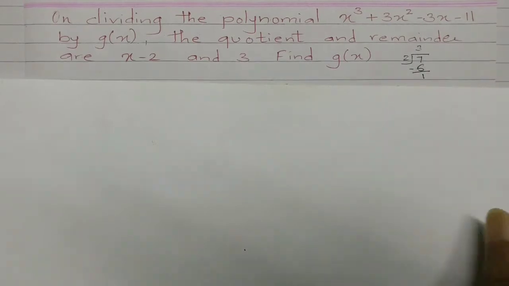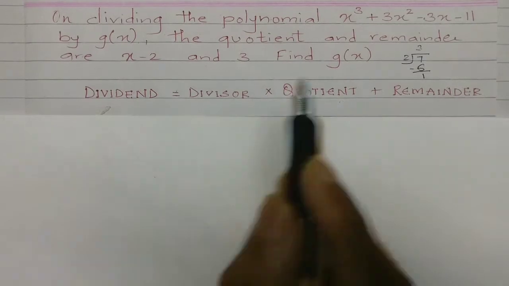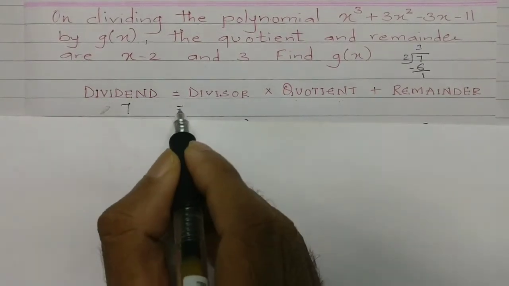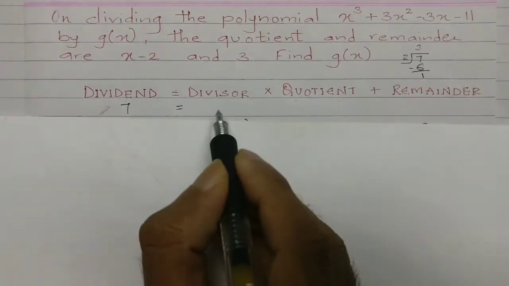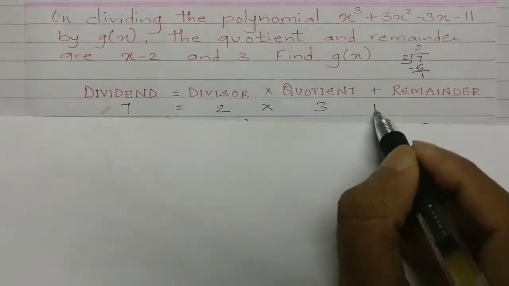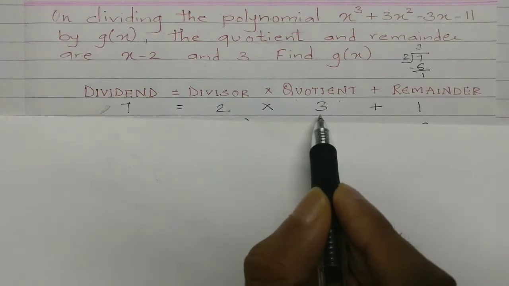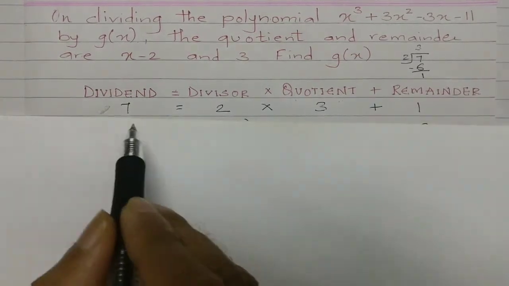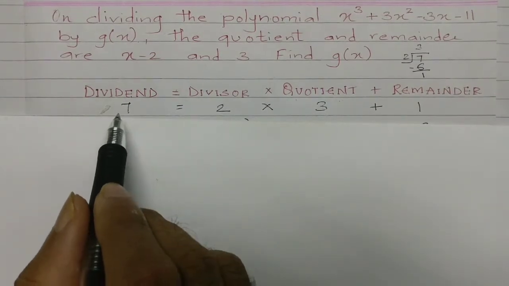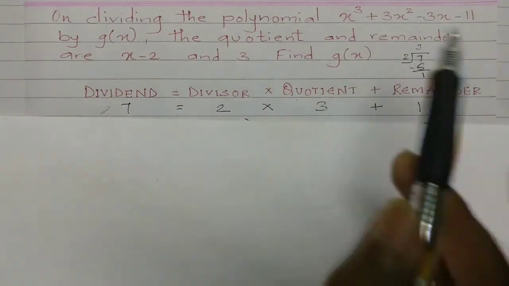Now in this case, we can write this also as dividend. Over here dividend 7 is equal to divisor 2, quotient is 3, and remainder is 1. Now if you do this calculation, 2 times 3 is 6 plus 1 is 7. Is it equal to the left hand side? Yes, it is, right? So similarly, like the way I have written this, let us do it for this polynomial.